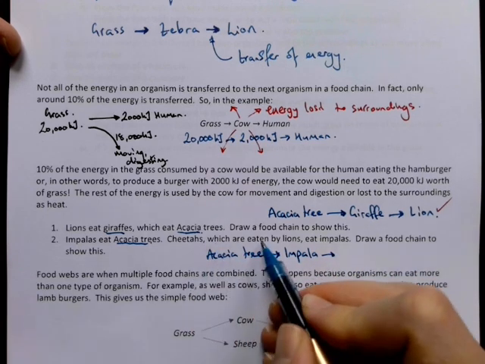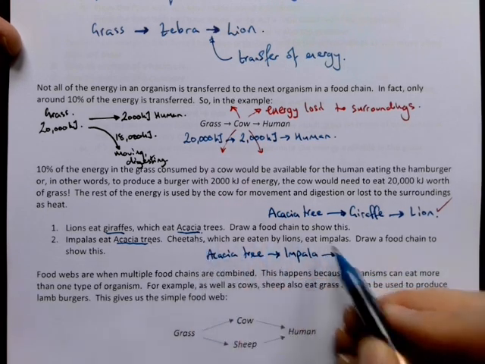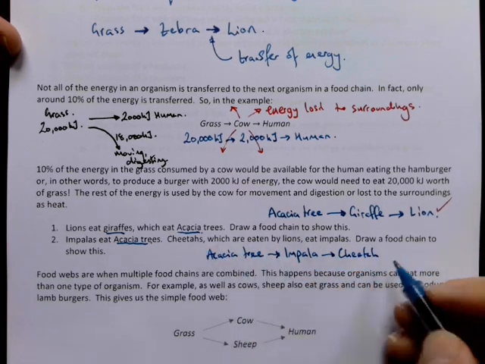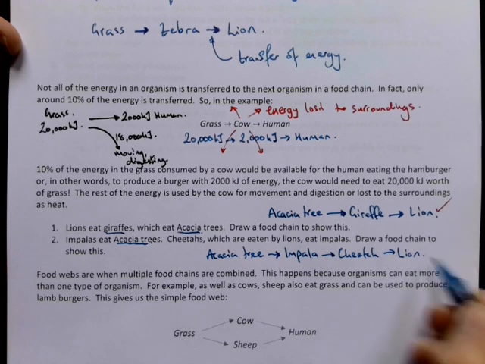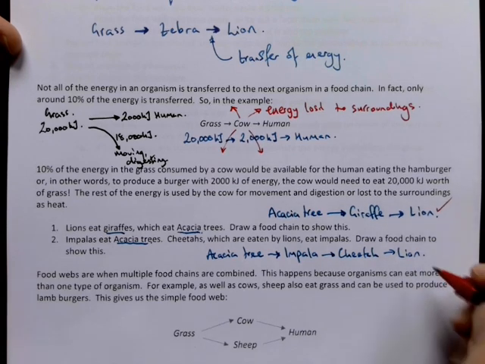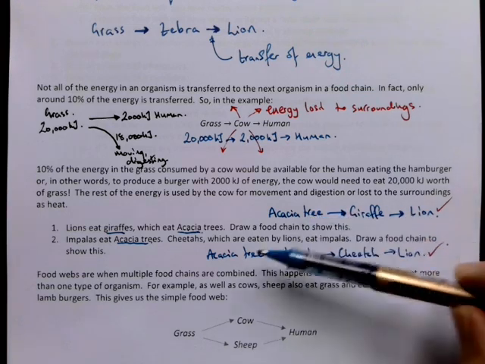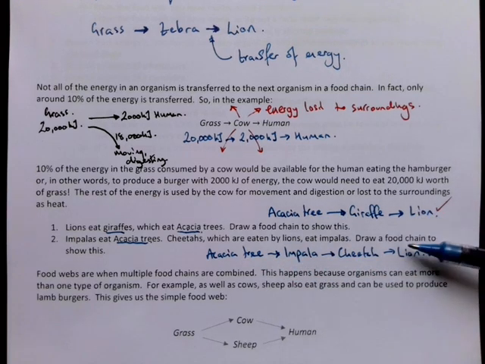And cheetahs, which are eaten by lions, eat impalas. So a cheetah eats an impala, so that's cheetah. And cheetahs are eaten by lions, so that would be a lion. All right, so if you got that, well done. Now, you'll see that these 2 are similar. So I've got an acacia tree here, an acacia tree here, and I've got a lion here and a lion here.